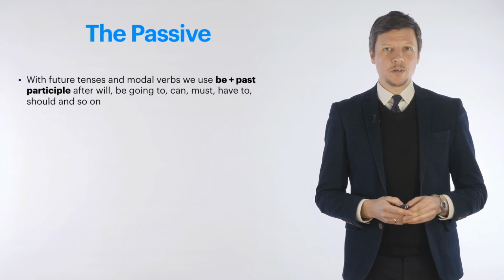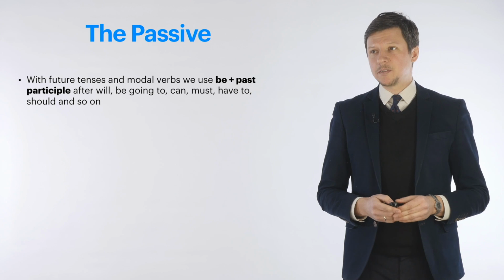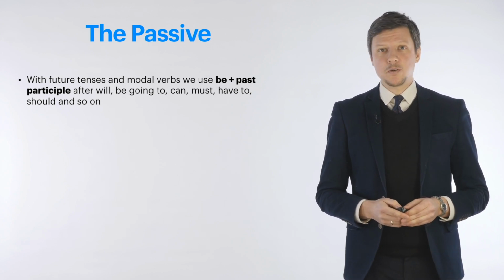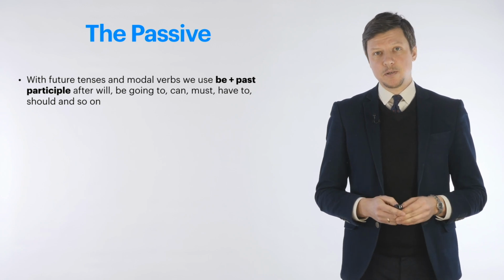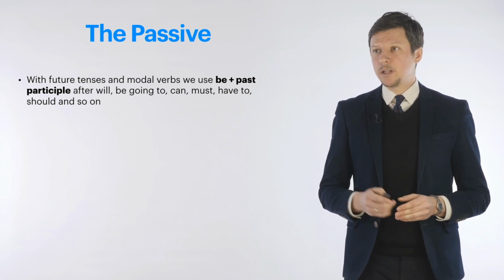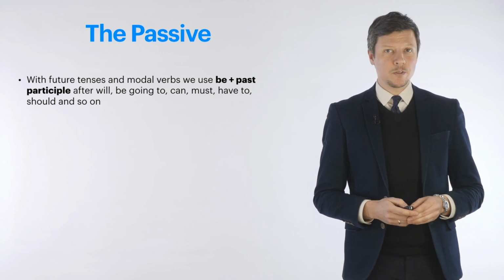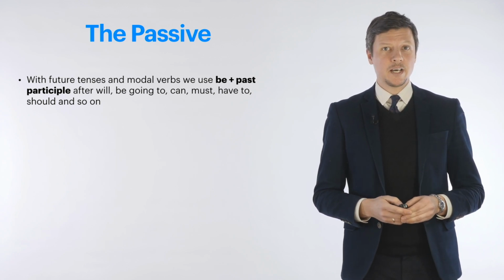Now we are going to move on to talk about future. With future tenses and modal verbs, we use be plus past participle after will, be going to, can, must, have to, should, and so on. Let's see how it works.